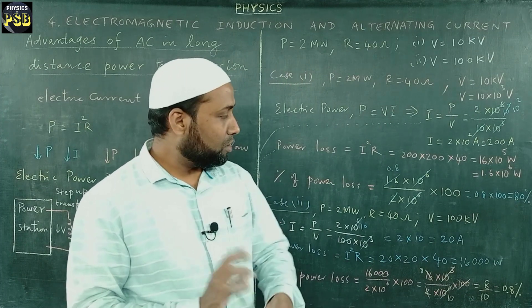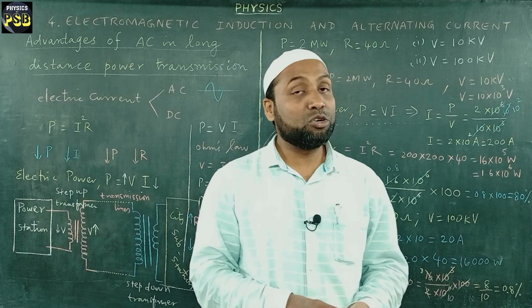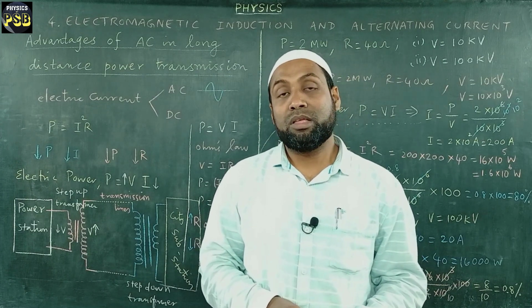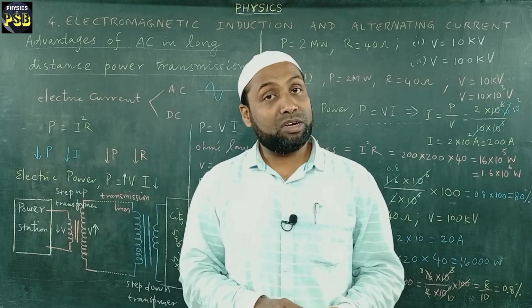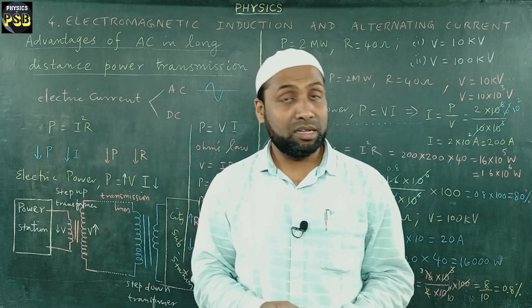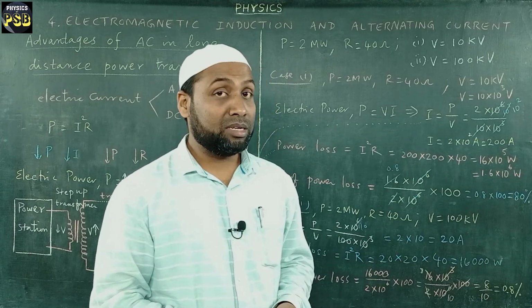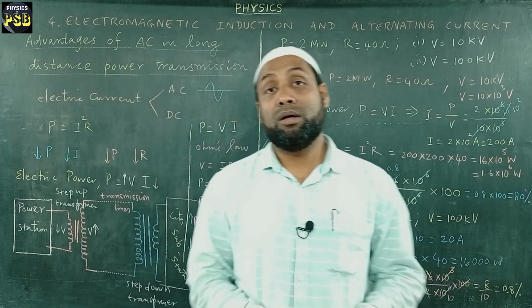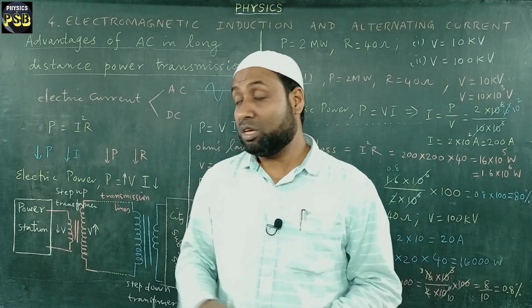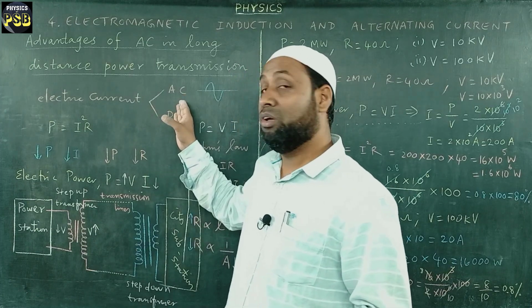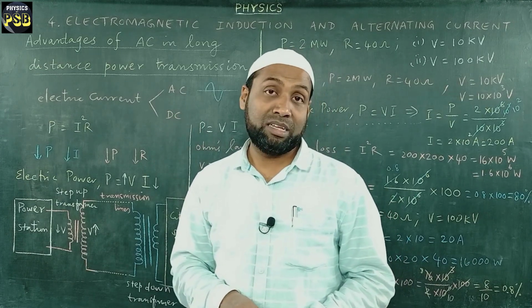So this is what we understand from this topic. For power transmission, if we increase the voltage, then the power loss can be minimized. And the variation of voltage becomes easy in case of alternating current, whereas in case of direct current, it's a difficult task.